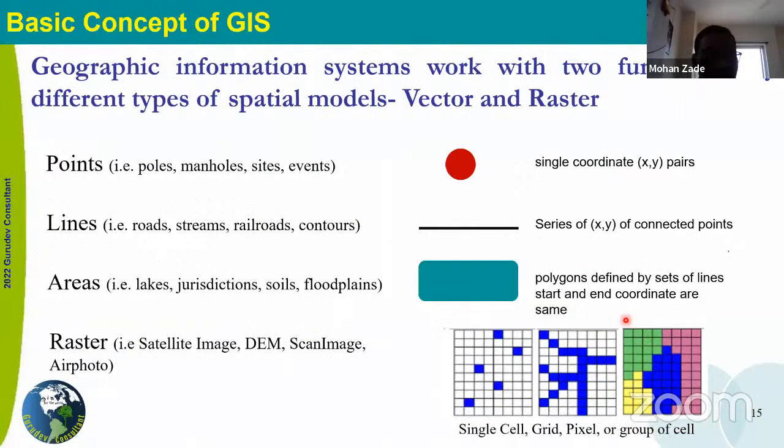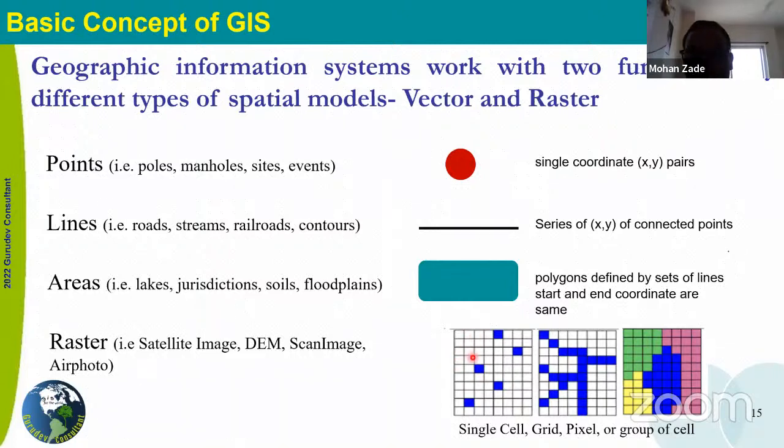Now, the next is raster. What is raster? It is satellite images or even photographs, your camera photograph or your mobile photographs. These are nothing but rasters. If you zoom in more to the pixel size, you can see an individual shape, which is one unit, and that unit is called a single cell, grid, or pixel.